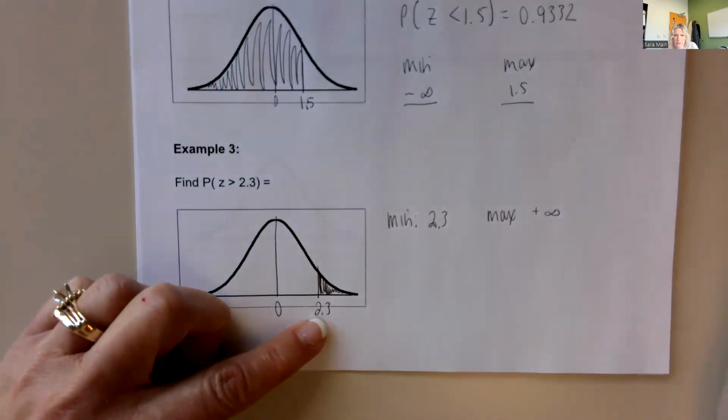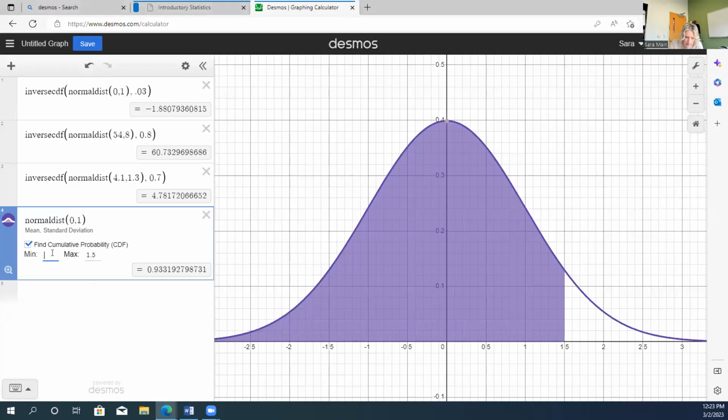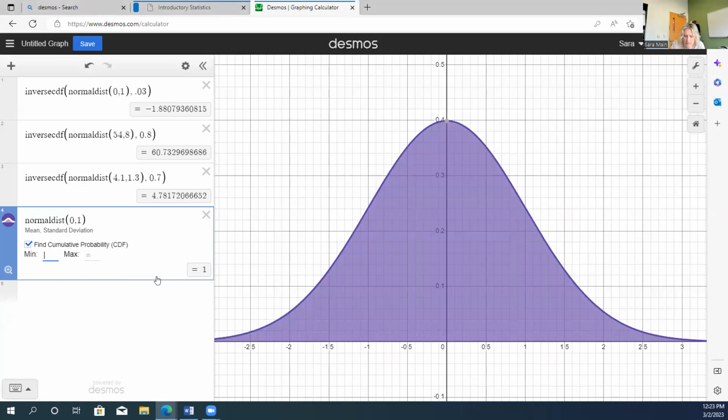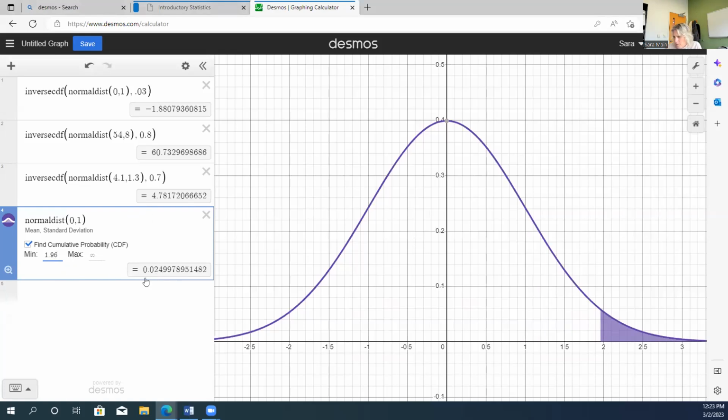So I'm going to share my screen with you so you can see. This time my min is 2.3, and my max, sometimes you have to hit delete there. So that likelihood is 0.0107. So not very likely. And that matches what we learned in the empirical rule. The empirical rule was bigger than 2 standard deviations was about 2.5%. I think it's actually 1.96 that is about 2.5%. And so we're going to use this 1.96 quite a bit.